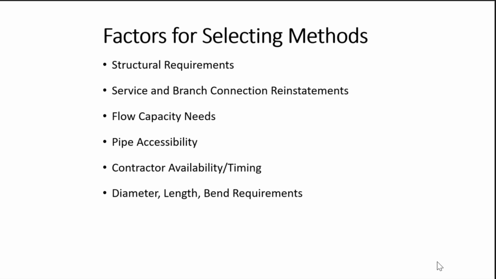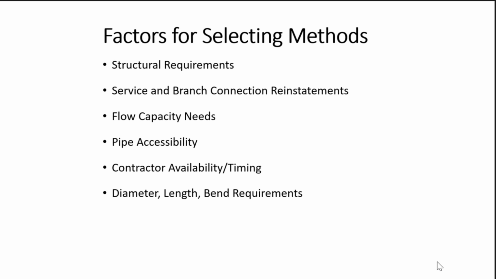Do you have a lot of service and branch connections, or just a very few? We talked about the benefits of some technologies there. Is your existing flow capacity good? Do you need more, which means it's bursting or open cut? Or can you use less? Maybe slip lining is okay. Accessibility is always an issue, but specifically when you're dealing with those person entry pipes, safe working conditions are very important. Proper ventilation, confined space entry, all those things need to be taken into account.